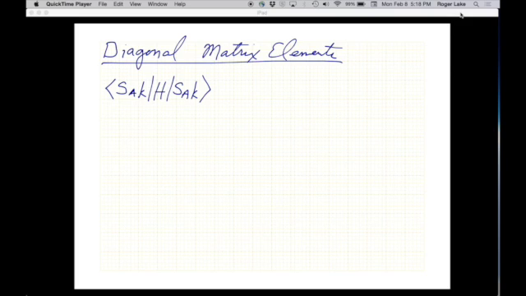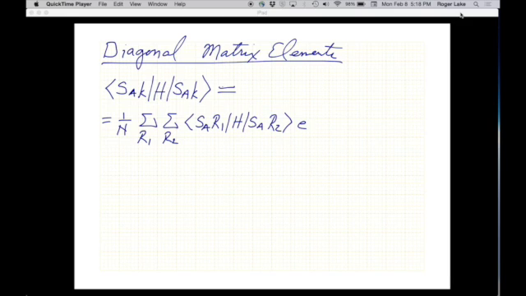You do the usual thing. You expand that out as its double sum. That's 1 over N, sum over R1, sum over R2, since they're both on the A atom, <S_A,R1|H|S_A,R2> e^{iK·(R2 − R1)}. Because the S with the R1 is the one that's complex conjugated, that's why you get the negative sign there.